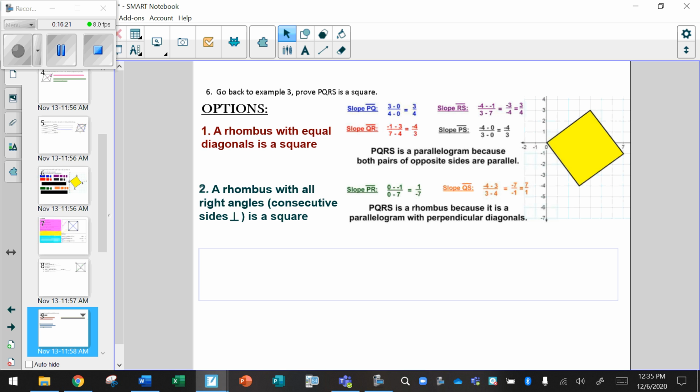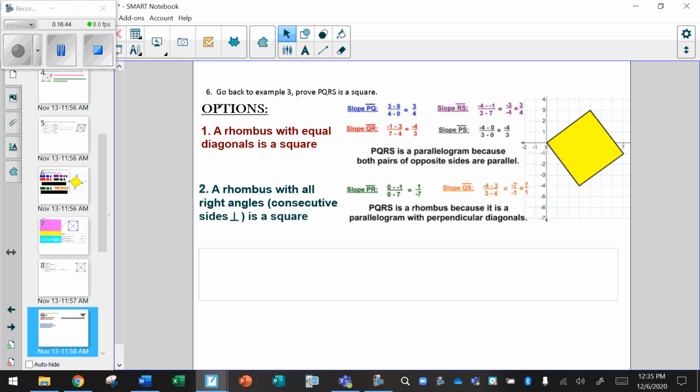So what else do we need? Well, we have two options left of what to do. Either show that the diagonals are congruent, just like the rectangle, or show that our rhombus has perpendicular sides, making all the angles 90 degrees, just like a rectangle. So we have to prove one of the rectangle properties.